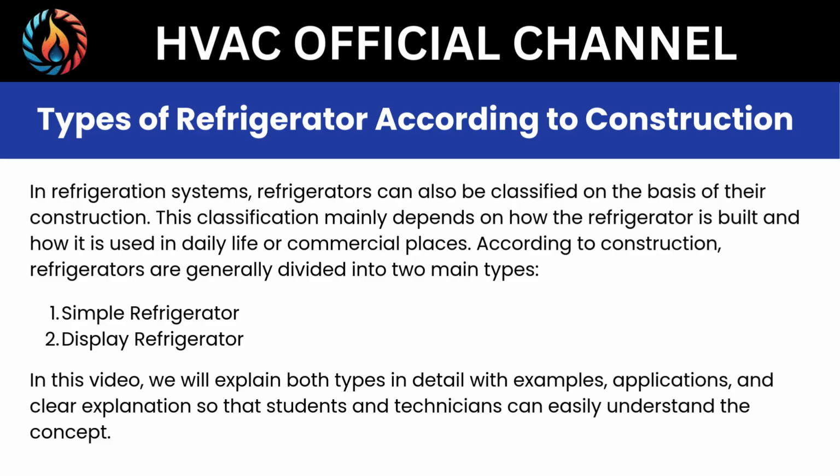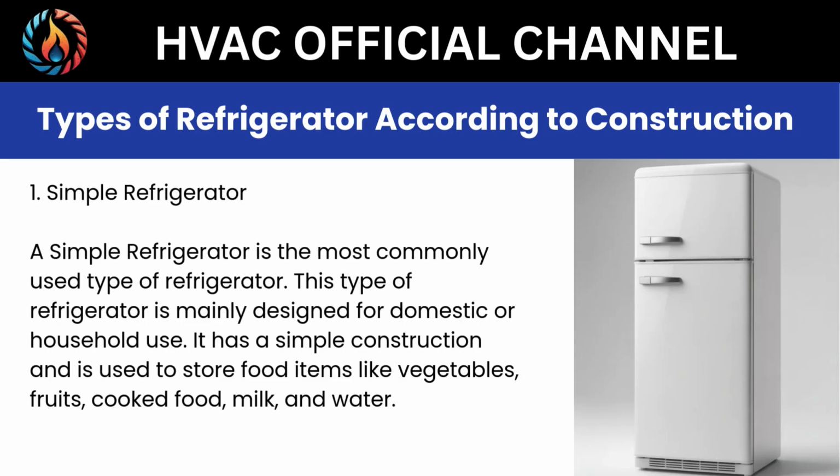In this video, we will explain both types in detail with examples, applications, and clear explanations so that students and technicians can easily understand the concept. 1. Simple refrigerator. A simple refrigerator is the most commonly used type of refrigerator. This type of refrigerator is mainly designed for domestic or household use. It has a simple construction and is used to store food items like vegetables, fruits, cooked food, milk, and water.